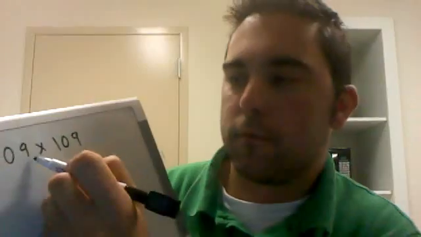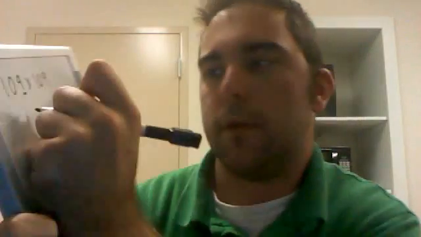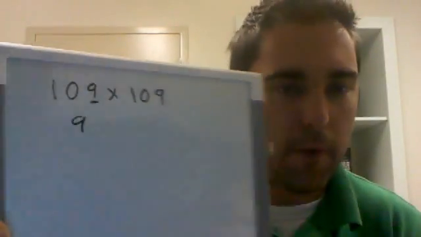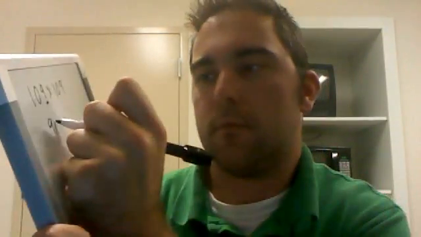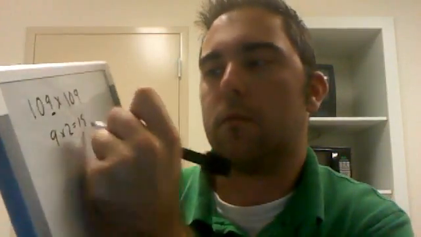Let's do 109 times 109. Like that. So we look at our number, 9. 9 is 9 away from our base of 100. So 9. Now we double that distance. So 9 times 2 is 18.